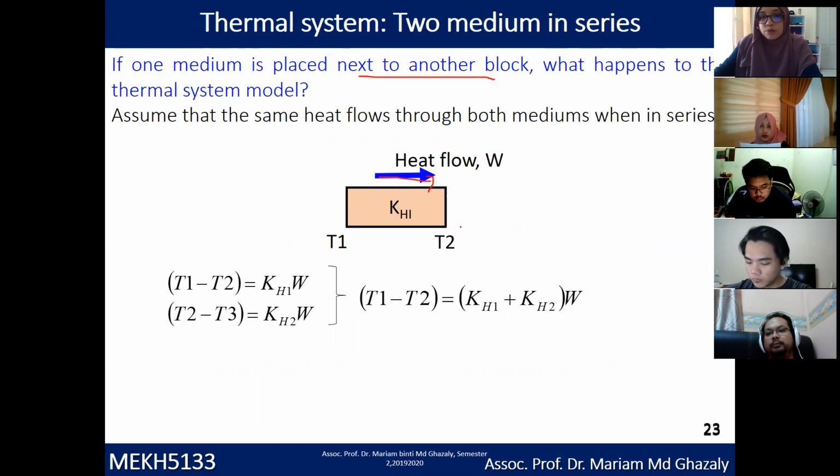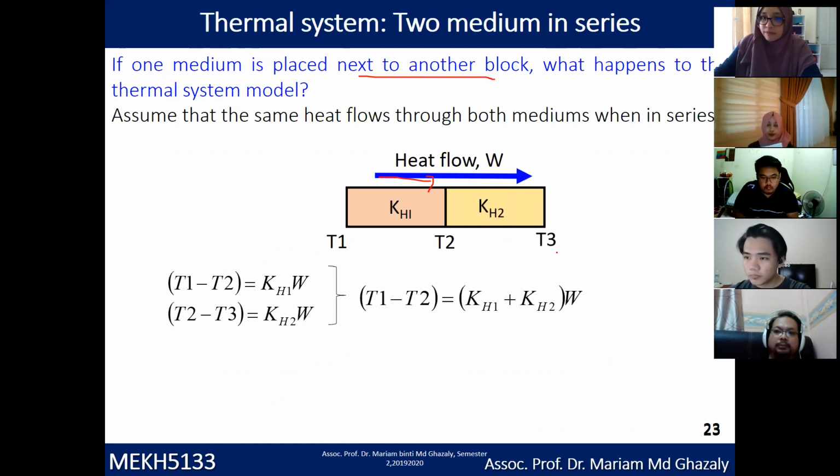So if you were to add another medium on the right side here, you have the flow for KH2 from T2 to T3. Heat flow will flow from T1 to T3. Here we are going to assume that the same heat flow goes through both media when they are in series. So what you need to do is find the equation for the heat flow for KH1 and KH2.